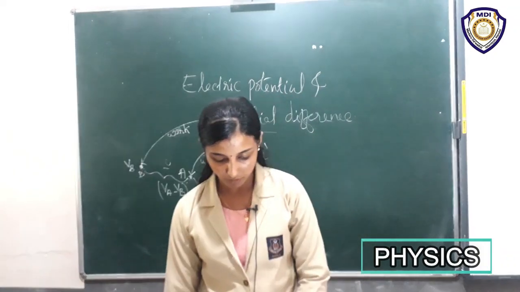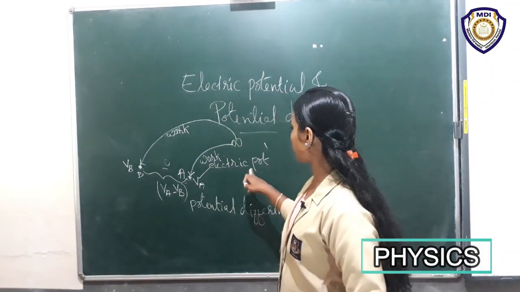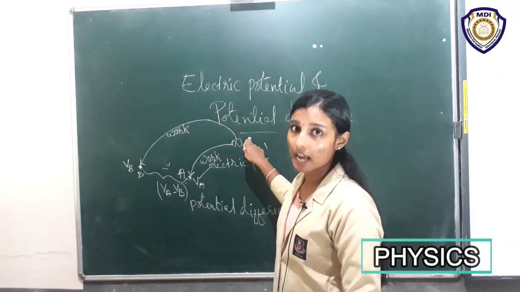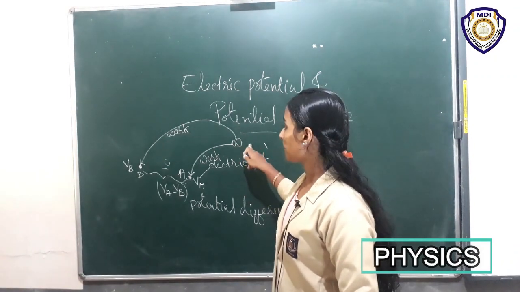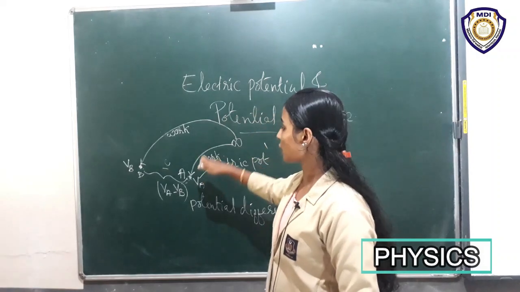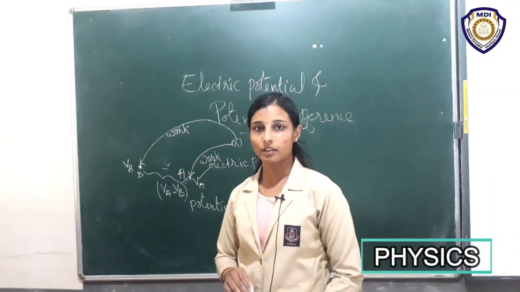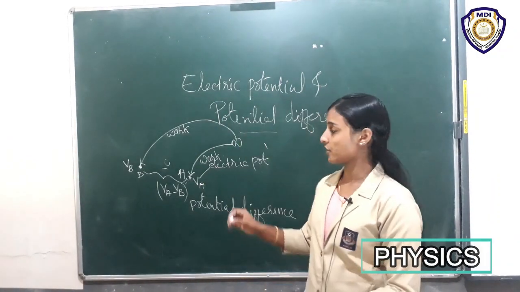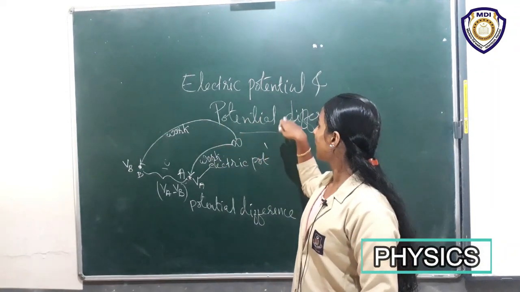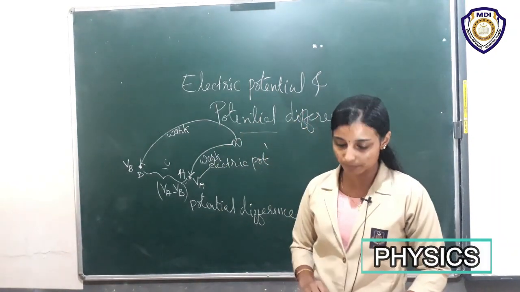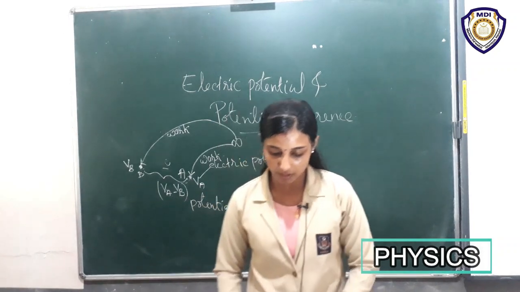What is the electric potential? Electric potential is the work done to bring a unit charge from infinity to that point. So you should differentiate between potential difference and electric potential.